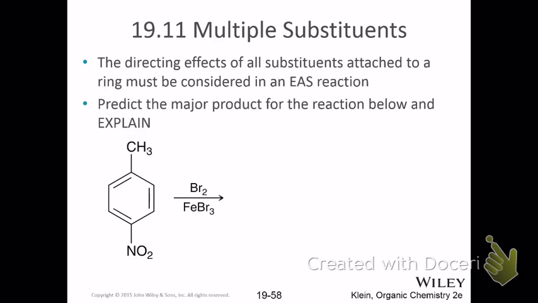And how do you know? It says somebody do this. That's right, it's this one here. Why is it here? Because this position is meta to this group, which is a meta director, and ortho-para to this group, which is an ortho-para director. So you can control where this substituent goes, or know where this substituent goes, based on what the two functional groups are.